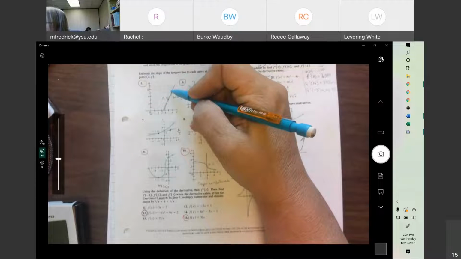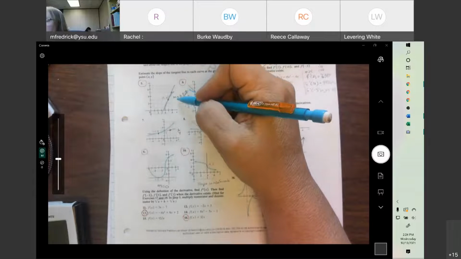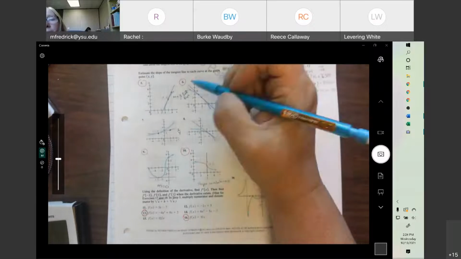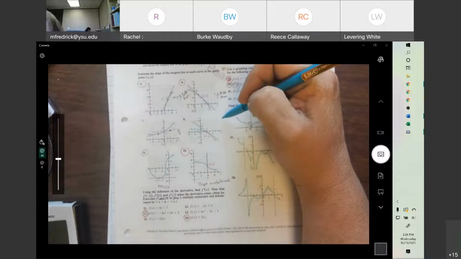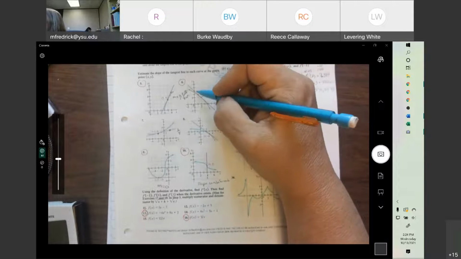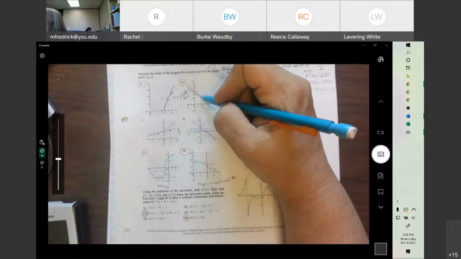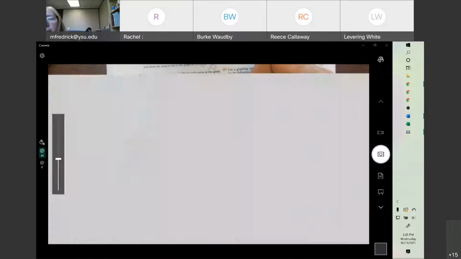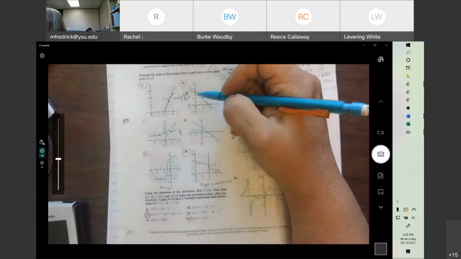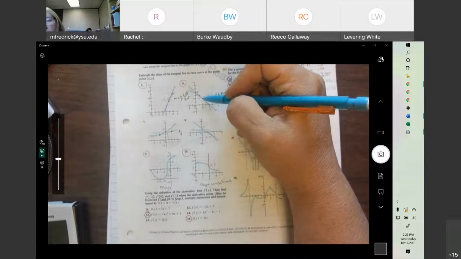So up 2, right 1, slope would be a positive 2. Your graph's going up, the slope is positive. When it's going down, it's negative. So if we look at this one, it's going down 1 and right 1. So that's -1 over 1. Slope is a -1. So from the leftmost point, down 1 over 1.